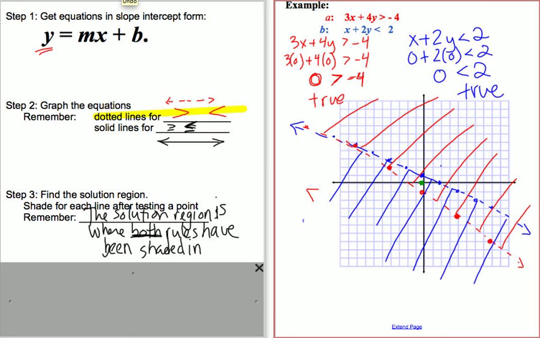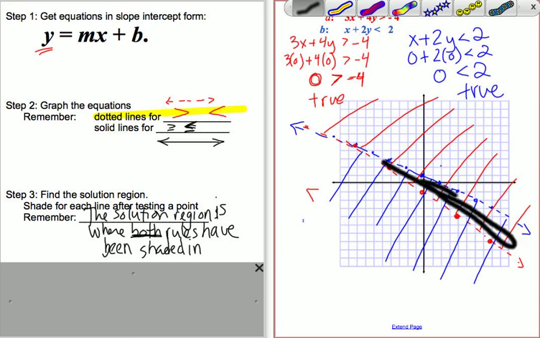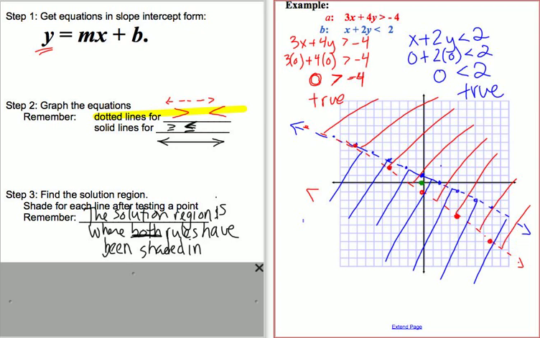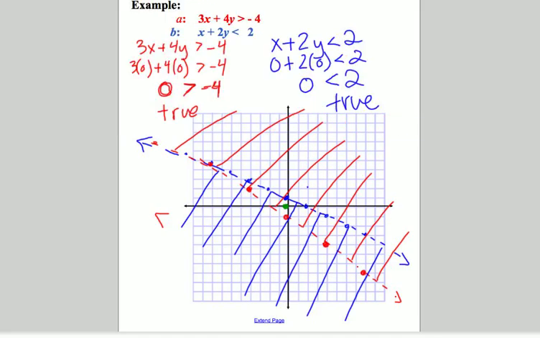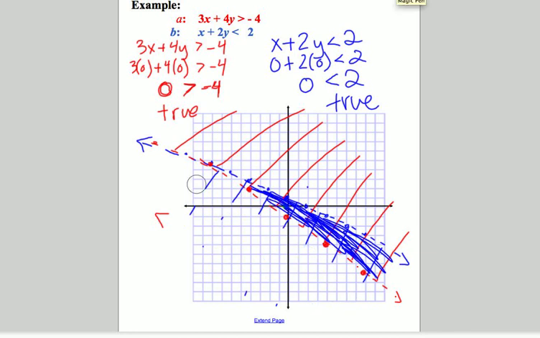Remember, the actual solution to my system is where they intersect. In our case, it is this section here, where they're both shaded in. It's this little tiny sliver, because that's where blue and red were shaded in. So that's the region that I would shade in to show my solution. I'm going to shade in this region right here, extra dark, because that's the solution to my system. The other two shadings I'd actually want to erase, because they are not solutions to the system. Only that dark area that I darkened.